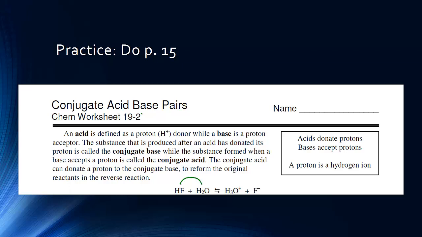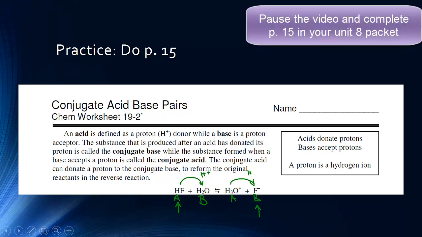You are going to show the movement of hydrogens in the forward and in the reverse reaction, demonstrating whether something is an acid or a base in each one. Remember that in our examples, we have shown the hydrogens moving from the left to the right. That is a coincidence. It will not always work that way. You need to look at the before and the after that hydrofluoric acid becomes fluoride in order to figure out which one's an acid or a base. So with that being said, please pause the video and complete page 15.